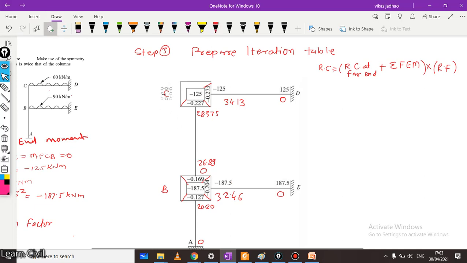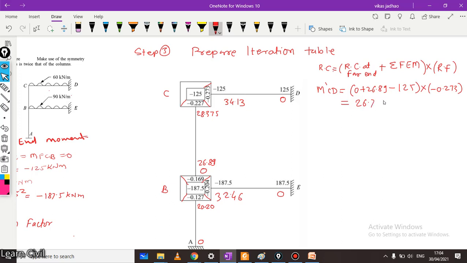Okay, again go to this joint C, and at joint C we will start with cycle number 2. So rotation contribution for CD, M dash CD, will be equal to rotation contribution at far end, this is 0 and this is 26.89. So this will be 0 plus 26.89 plus fixed end moment at joint C, that is minus 125, multiplied with rotation factor of minus 0.273.